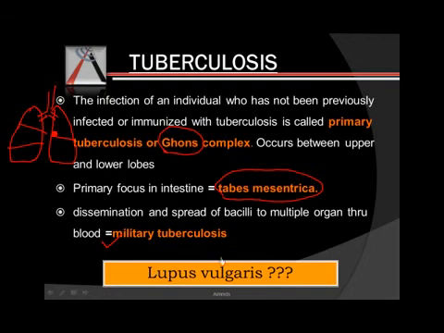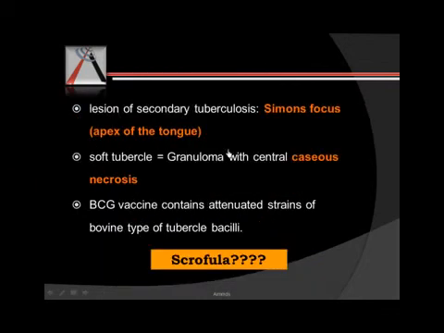And what is lupus vulgaris? It is a primary tuberculosis infection of the skin. The secondary lesions are called Simon's focus, and usually they are found at the apex of the lungs. If this mistake is there in the keynote as well, please correct it. Then we have the soft tubercle or granuloma with central caseous necrosis, which is typical of tuberculosis. And the BCG vaccine contains attenuated strains of the bovine type of tubercle bacteria.